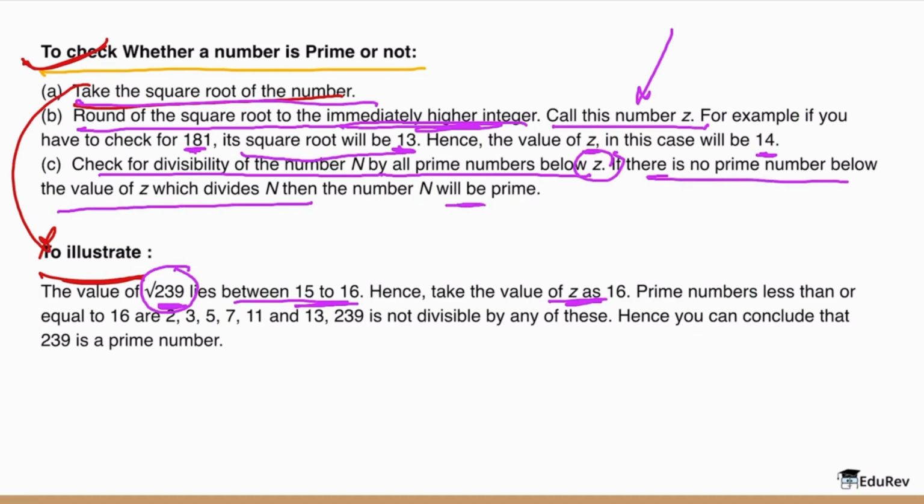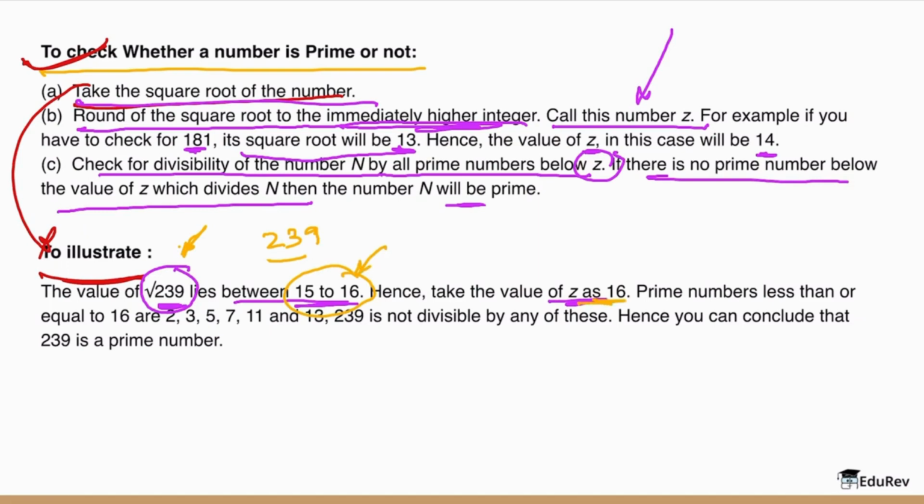So basically what they are trying to say is, suppose you have taken a number, and that number in this example is 239. Now you have to check whether 239 is a prime number or a composite number. First of all, you need to take the square root of 239. Now the square root of 239 is somewhere between 15 and 16. That means you have to take the immediate higher integer, which is obviously 16. So your z has to be 16.